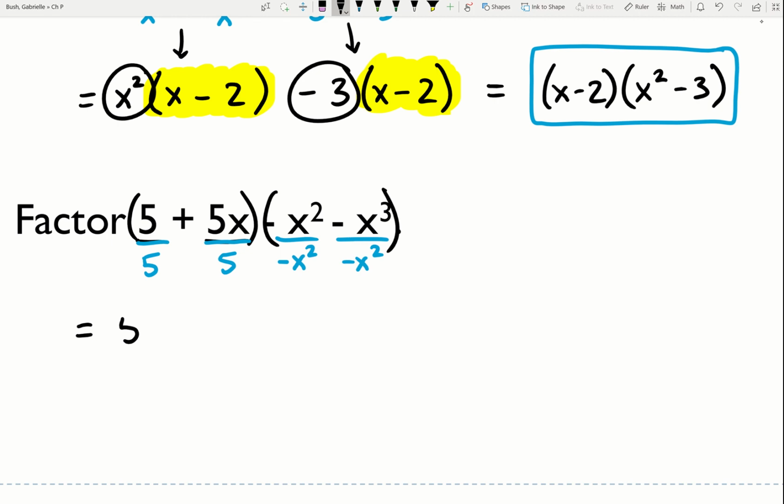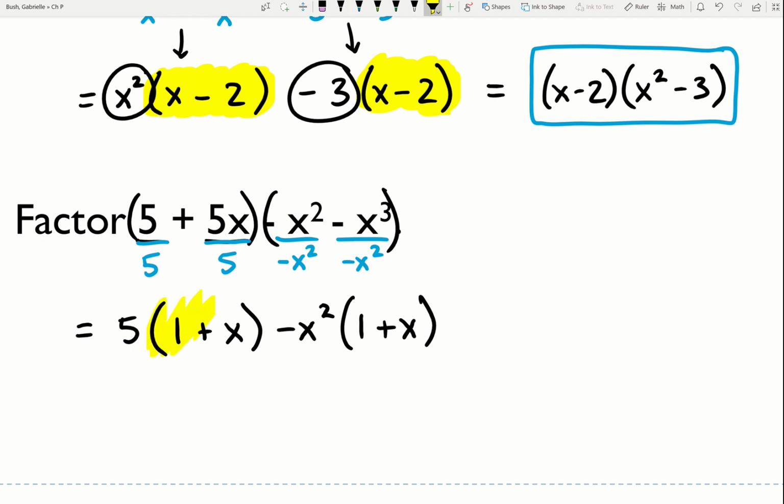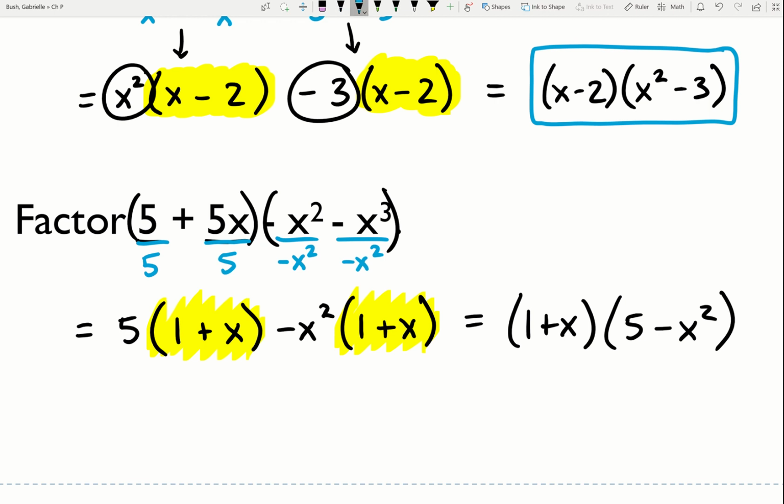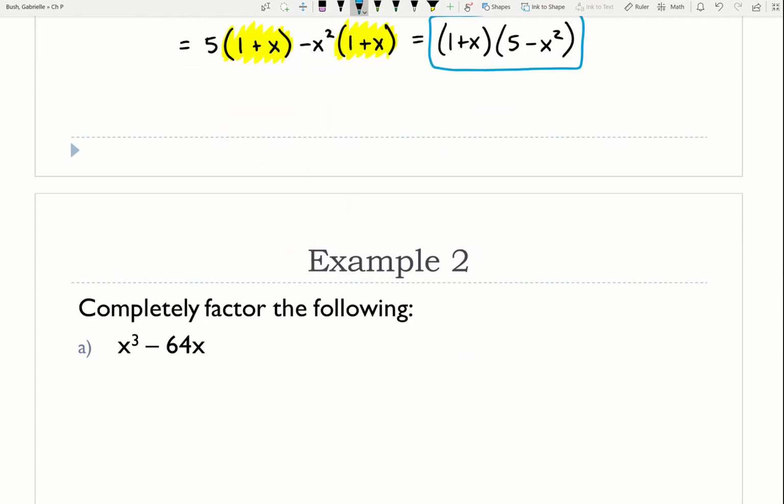In that first group, we factored out a 5. That's going to be 1 plus x that we're left over with. And when we factor out that negative x squared in that second group, I definitely think that is going to leave us with 1 plus x as our leftovers. So that's pretty good. And again, both of these groups now have the common factor of this binomial, 1 plus x. So we're going to factor that out as the common binomial there. So 1 plus x times the leftovers, 5 minus x squared. And that will be our result for that problem. Okay?